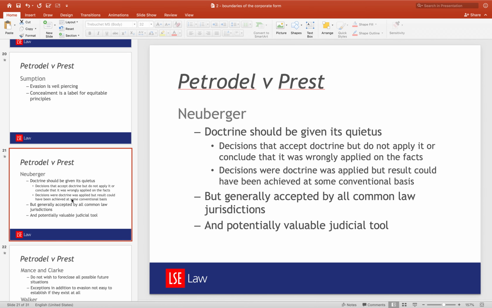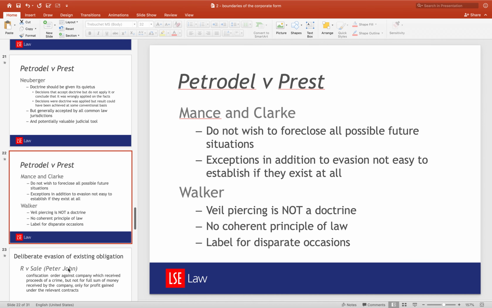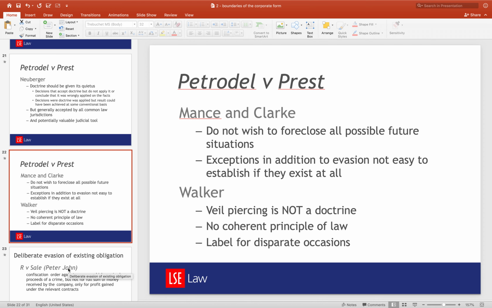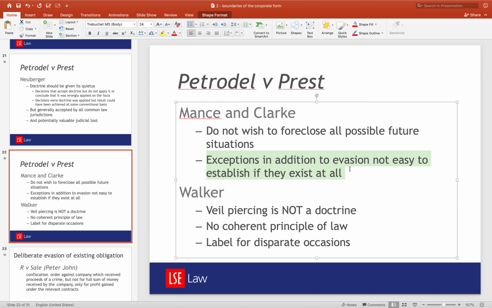Now, then you get Neuberger, and he says the doctrine isn't helpful. We should really actually forget about it, but unfortunately it's accepted by all common law jurisdictions, and so it's a potentially valuable tool, and there we are, better keep it. And that's also what Mance and Clark say. There's an understanding that exceptions are not easy to establish. And Walker says it's not a doctrine. There's nothing special. It's just a label for other doctrines.